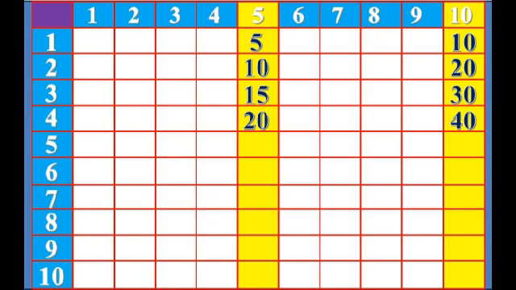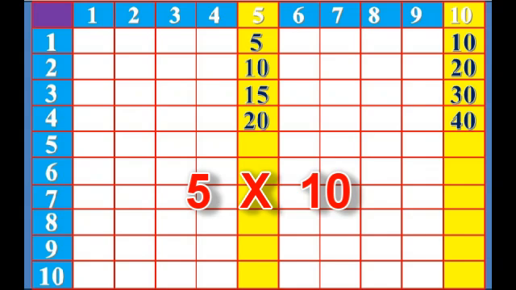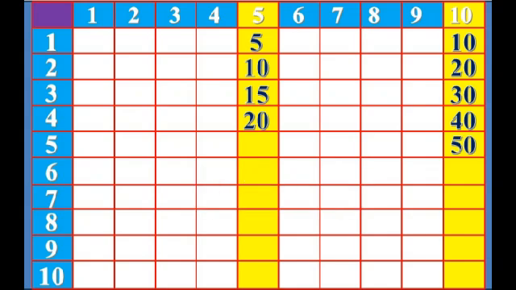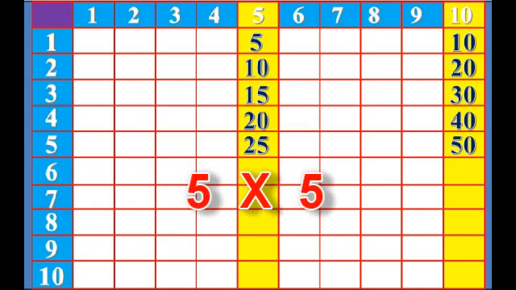What is 5 times 10? 5 times 10 is equal to 50. What is half of 50? Half of 50 is 25 and is actually 5 times 5.